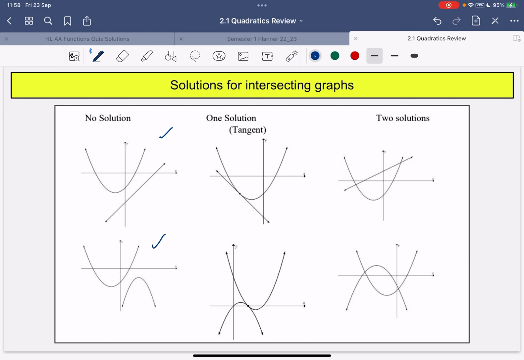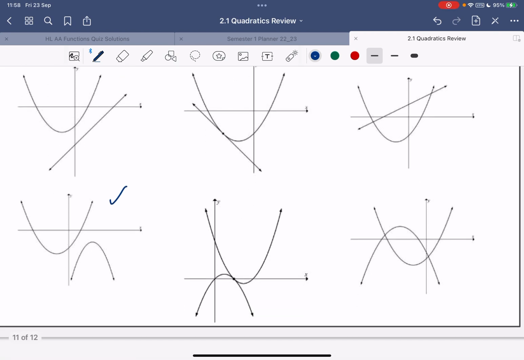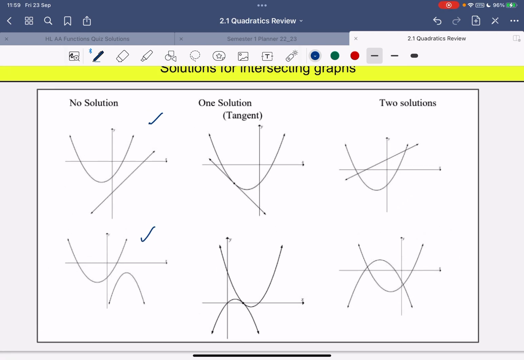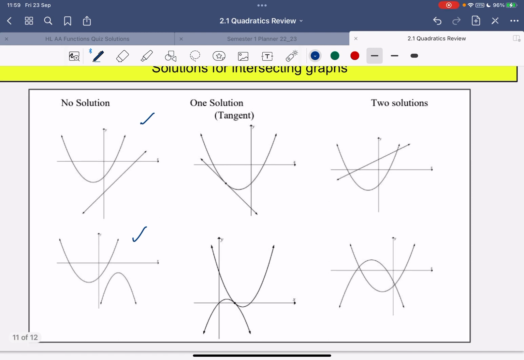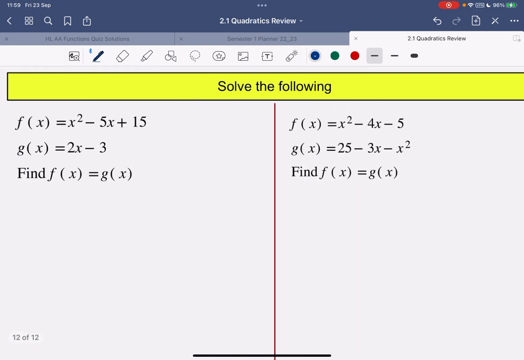If a quadratic function and a straight line function just touch once, or in fact two quadratics just touch once, called a tangent, there's just one solution. And if we have two functions and they make two intersections here, we have two solutions. Let's just do a couple of examples.